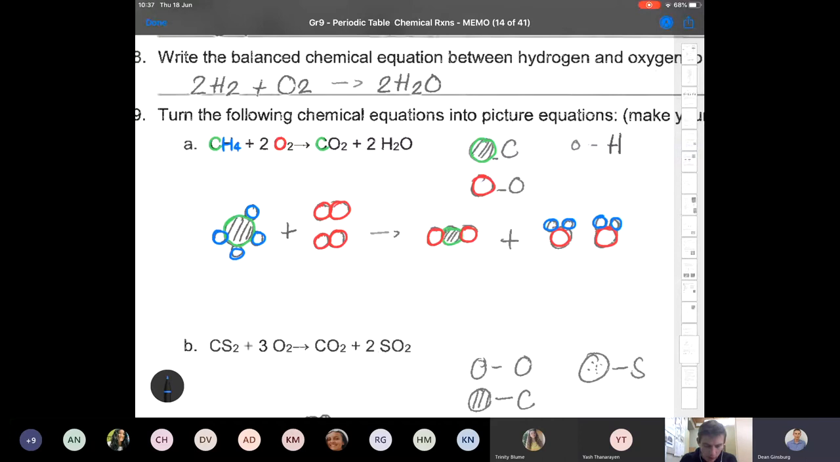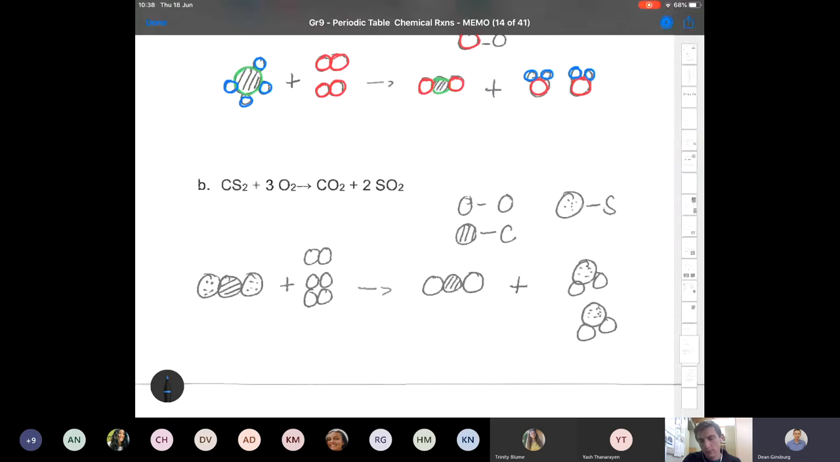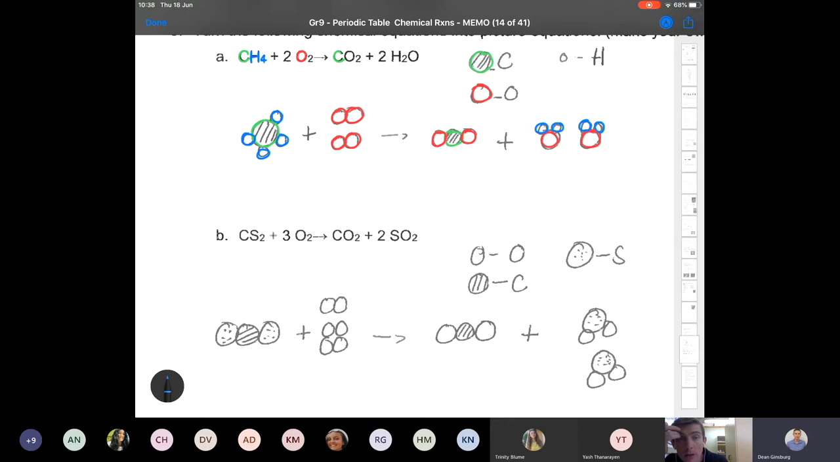Okay, great. Let's do, Yash, tell me the name of a person that you want to do number 9B. Alex. Okay, before you go, Yash, did you get a picture equation that looks kind of like the one that I did? You may have had slightly different symbols, but it should mean the same thing. Did you get that? Yes. Okay, good. Alex, 9B.